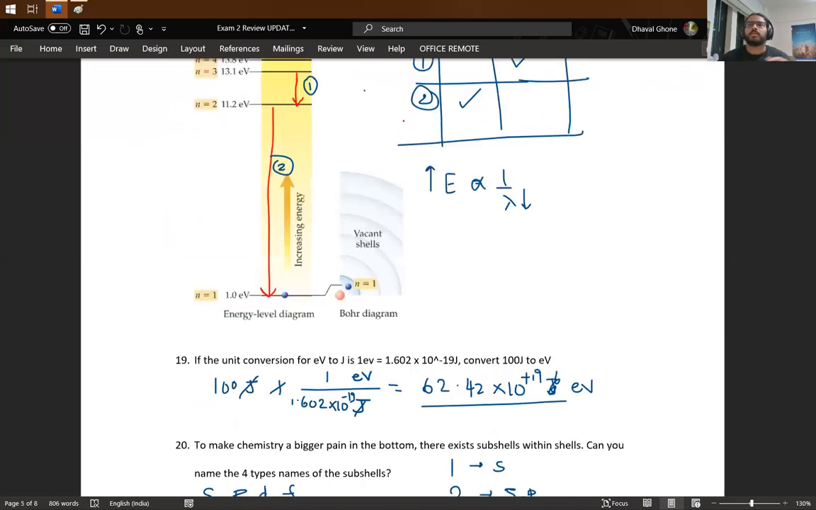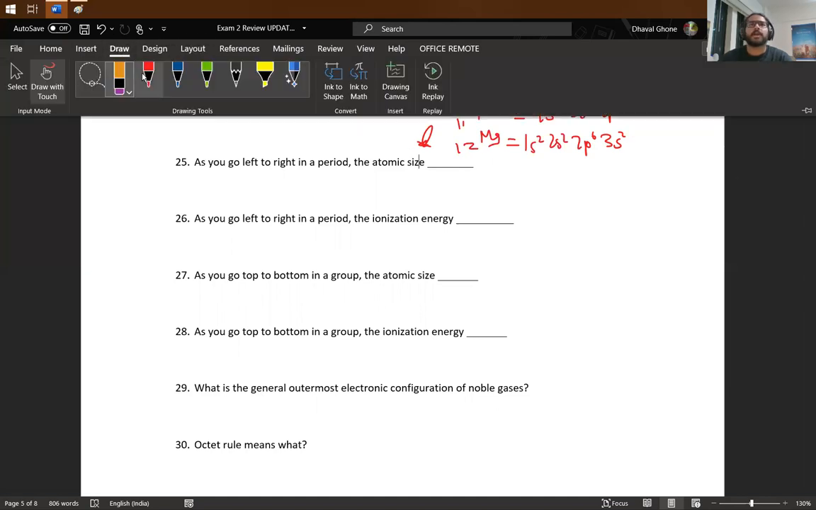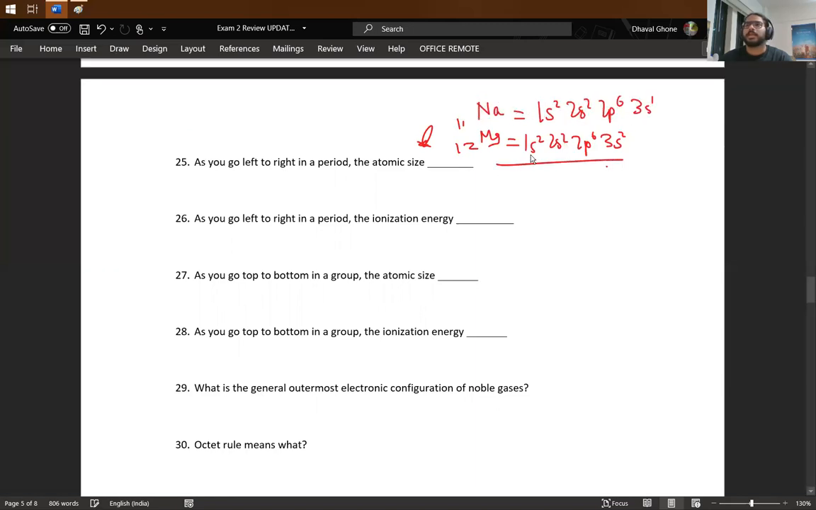okay, I don't have it yet, I'm going to rewrite it. You had sodium 11 and magnesium 12. Sodium was 1s2, 2s2, 2p6, 3s1, while magnesium was 1s2, 2s2, 2p6, 3s2, 3p6, and 4s1. Wait, I apologize. That is incorrect. That is not true. I don't know why I went so far ahead. Okay, this is magnesium. 10 plus 2 is 12.